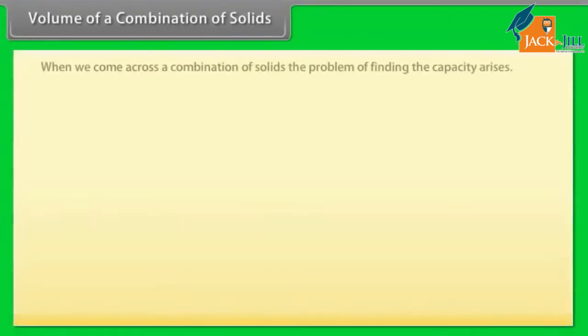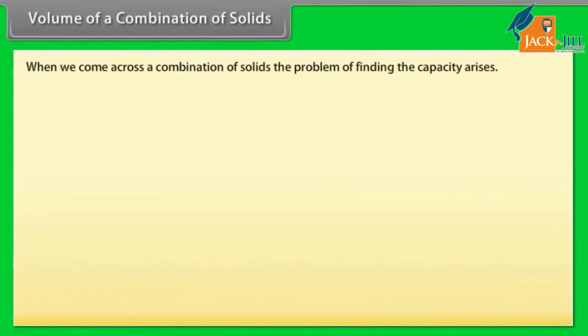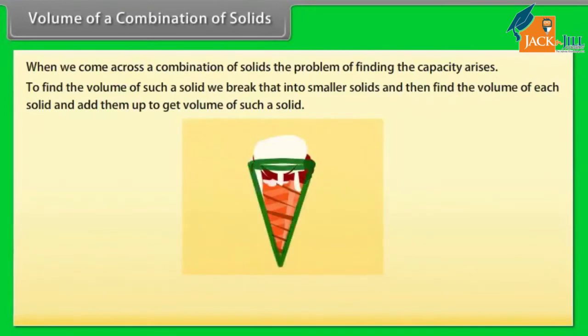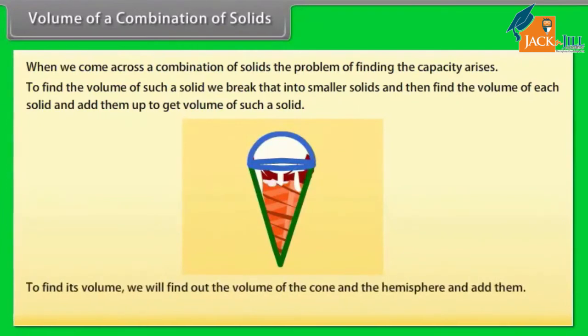Volume of a combination of solids. When we come across a combination of solids, the problem of finding the capacity arises. To find the volume of such a solid, we break that into smaller solids and then find the volume of each solid and add them up to get volume of such a solid. Look at this ice cream cone. It is a combination of a cone and a hemisphere. To find its volume, we will find out the volume of the cone and the hemisphere and add them.